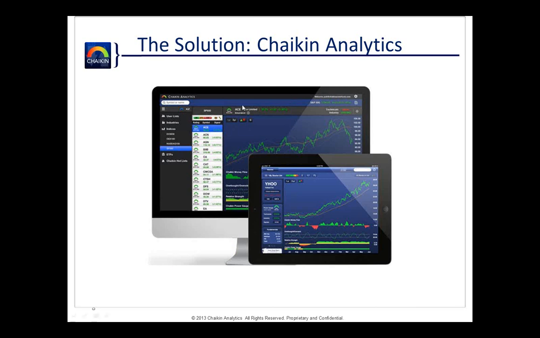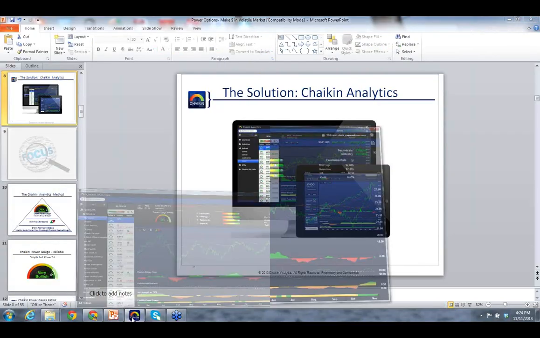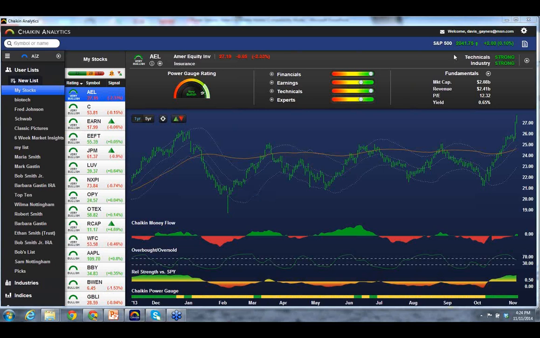Now, Chaikin Analytics comes both through a PC or as an iPad app. I'm going to give you a 1-minute tour right before I get into my presentation, just to give you a feel for the actual product itself. Now, the first thing I'd like to say is it looks like a traditional market information system that's based on technical analysis, and I will start with telling you it is not that.